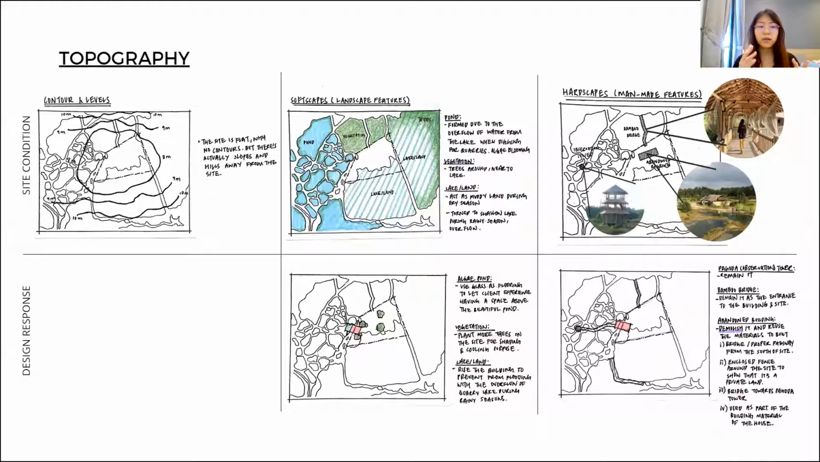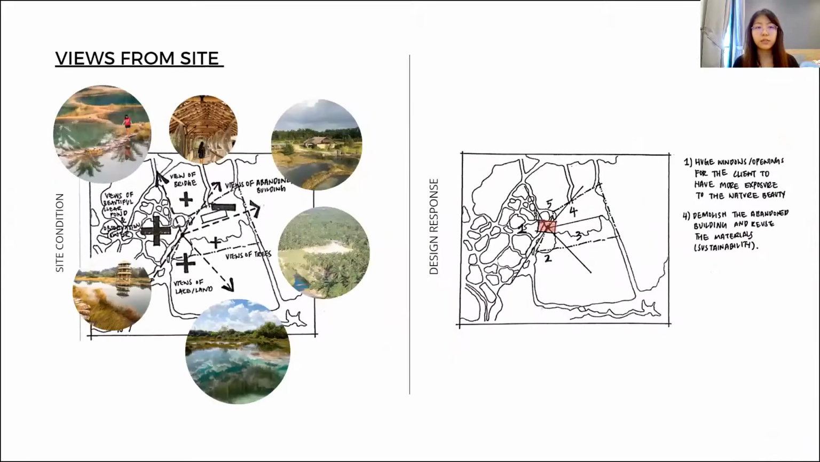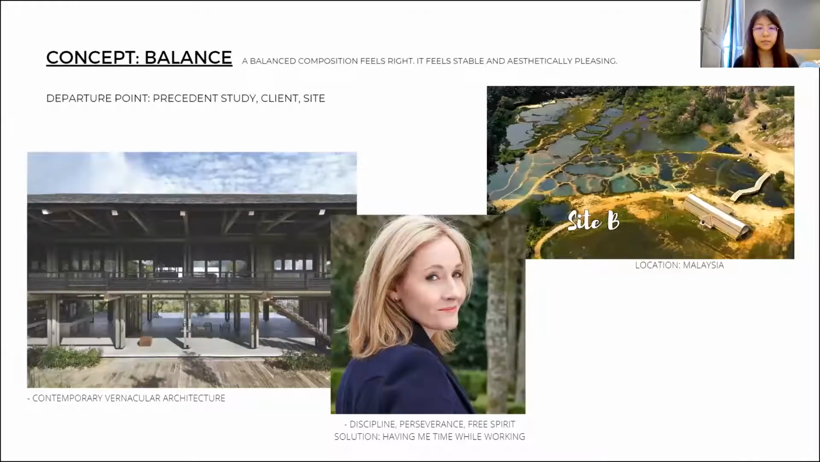So I would respond to this by raising up the building to prevent flood and also planting more trees. As you can see, there are actually no trees beside the site, so I would plant them for shading purposes. And for the algae pond, I have the idea of building some spaces on top of the algae pond. So these are the views from the site. It is very interesting and it amazed me a lot.